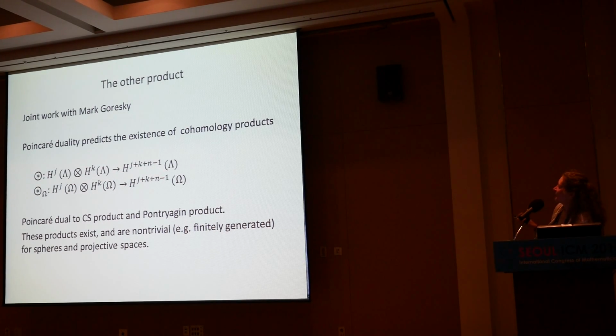I'm not sure it would help you to see the definition, but the important thing is that they're Poincare dual to these other products. Let me tell you how we actually finally got the definition. We took these two classes, and we restricted these two classes to the finite dimensional approximation. Then we did Poincare duality inside the finite dimensional approximation. Then we did the Chas-Sullivan product.